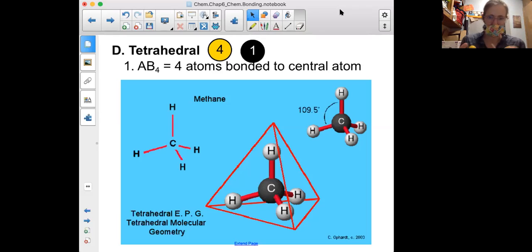We'll make some methane here. So the simplified equation is A with 4 B's. Okay, 1, 2, 3, 4. But you can set it down, and it kind of looks like a pyramid, if you will. But you can see methane, a perfect example of tetrahedral: 4 atoms bonded to the central atom.